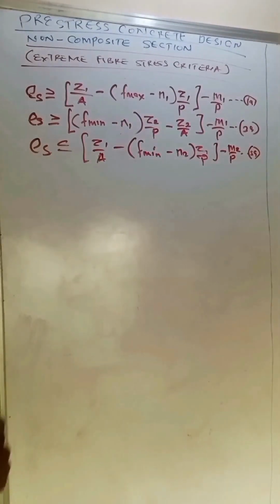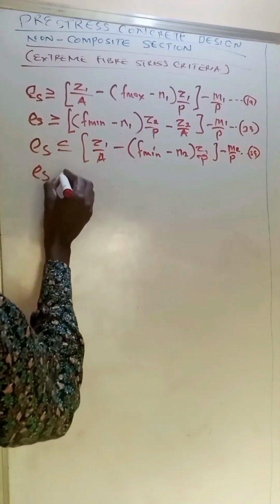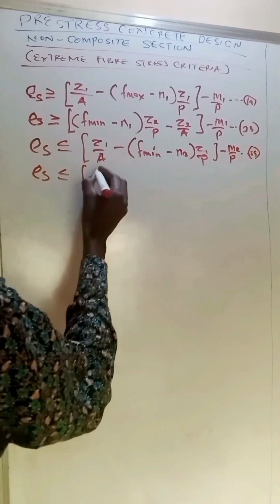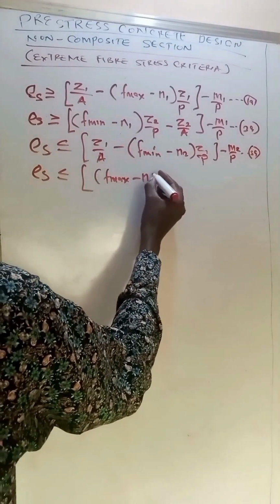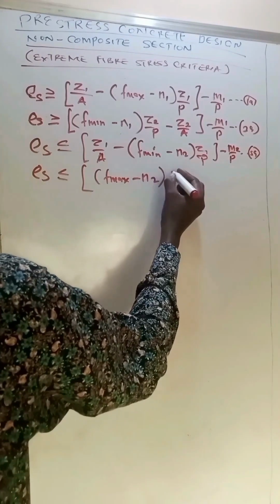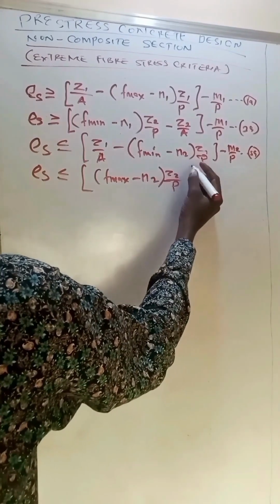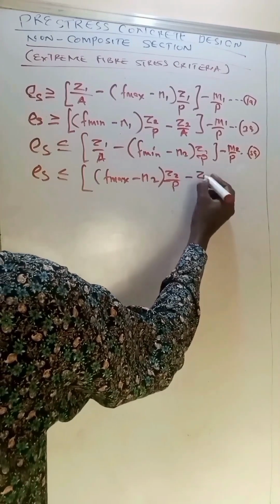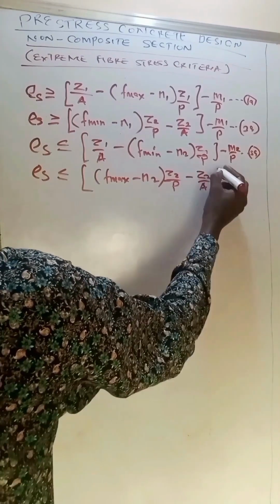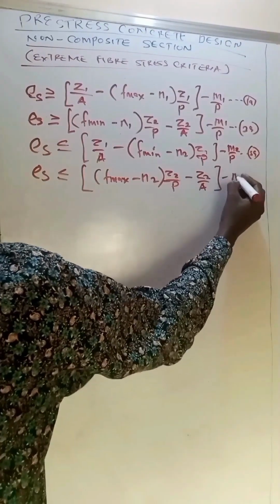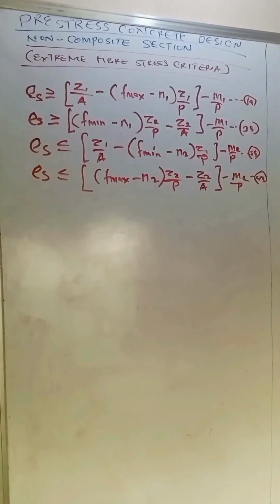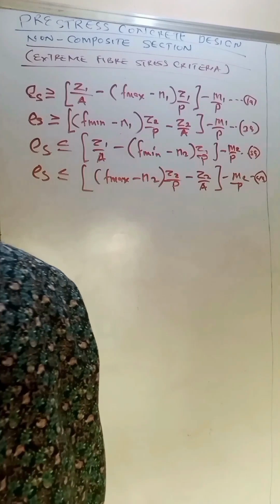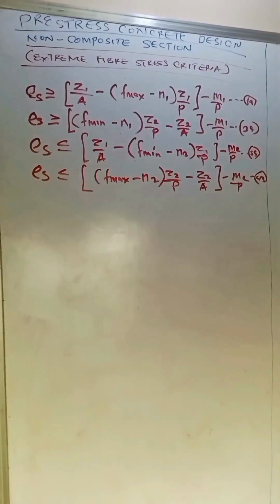Okay, so we've got an equation 1. The last one, we have 4 equations. The last one is this. We have it as our maximum fiber stress minus N2, we'll close bracket. We have Z2 over P, and we have minus Z2 over A, and close bracket, and we'll have minus M2 over P. Let's call this one equation 4A. All right, so what we've just done, we've rewritten those equations we got in our first video. So we're going to continue with these equations, okay?